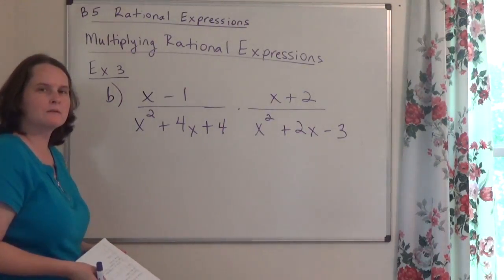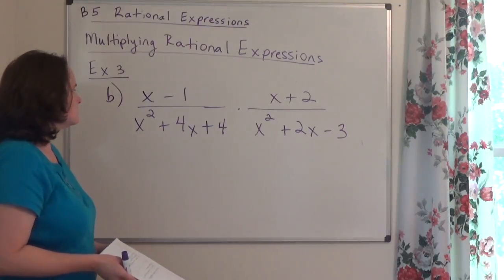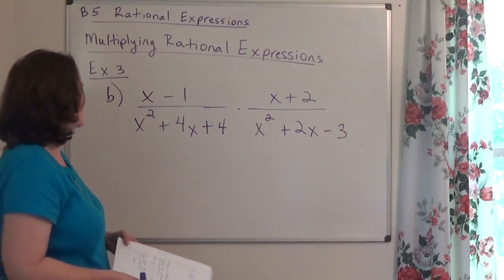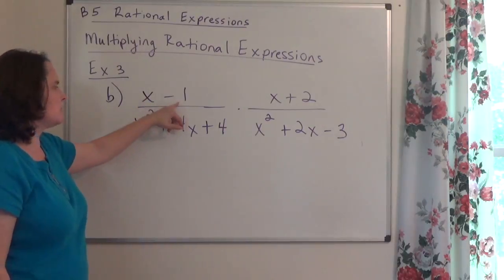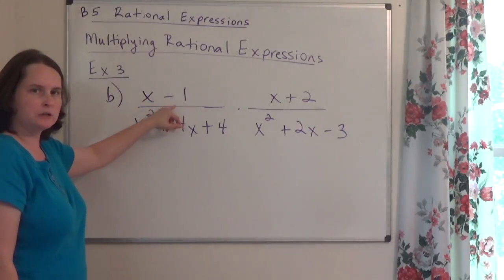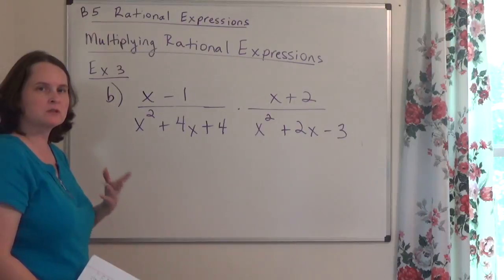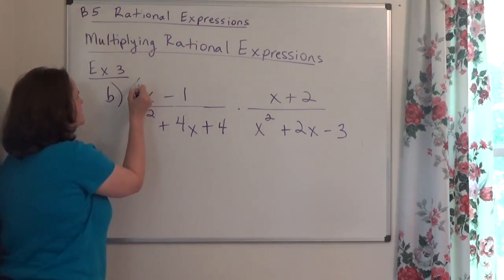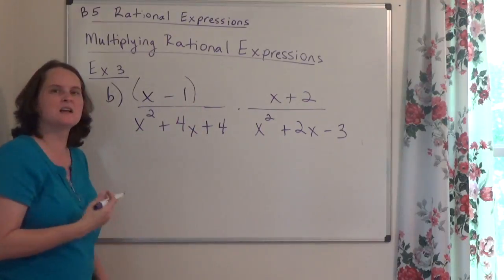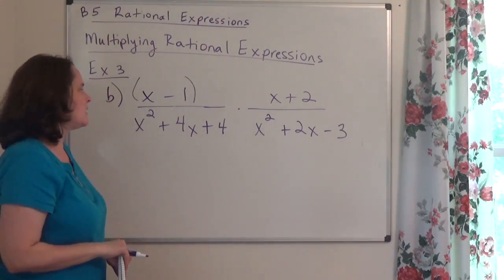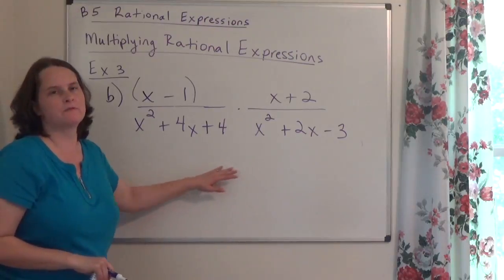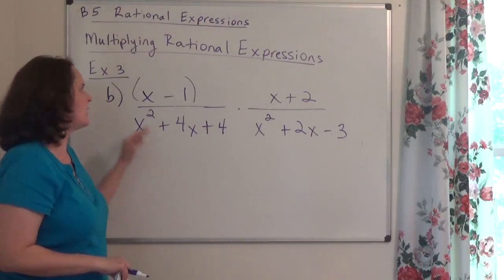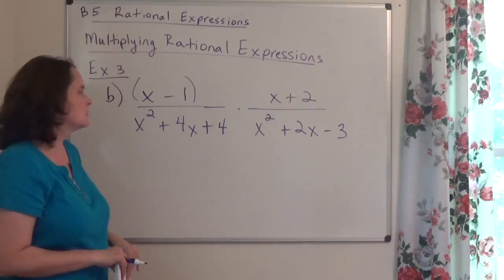For part B, we've got a very similar type of problem. We just have to do a little bit more factoring here. My numerator, x minus 1, that will not factor. Because it won't factor, I'm just going to think of the entire numerator as a factor. So if you want to put this in parentheses, that's okay. That just kind of helps you look at it as a factor. And then maybe in the denominator, after we've factored these trinomials, maybe we'll have an x minus 1 show up.